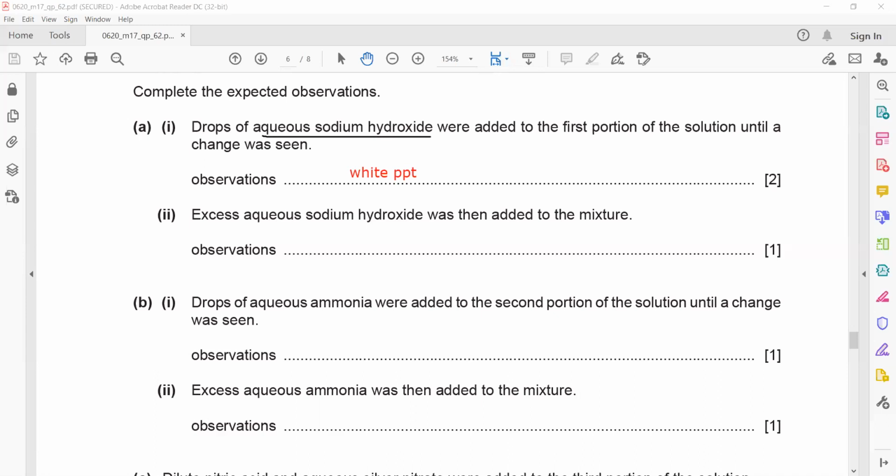Then we add aqueous ammonia. If we add aqueous ammonia to a zinc salt, what is the observation? It will form a white PPT. Again, in the exam you can write PPT instead of precipitate. And if we add an excess, more than enough, what is the observation? The precipitate will dissolve and form a colorless solution.